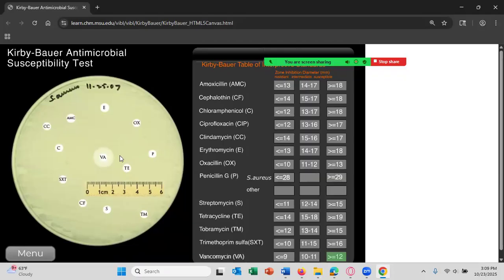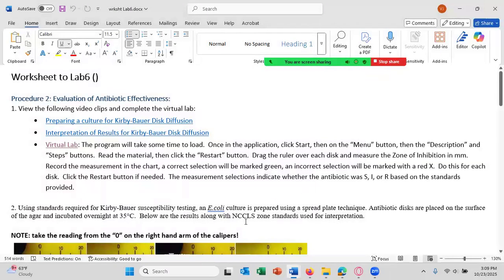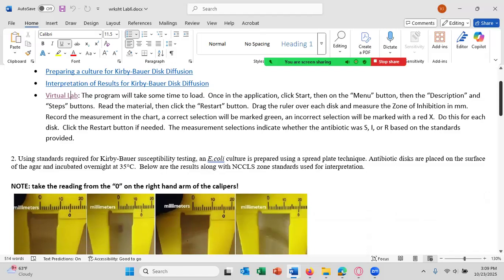All right, any question about how to do the virtual lab? Let me get out of here. And then work on the worksheet.